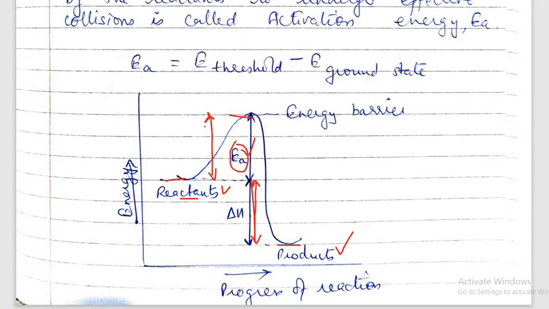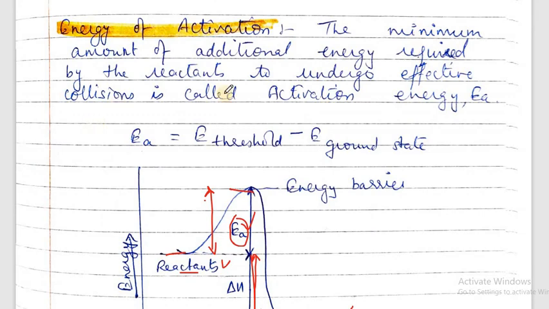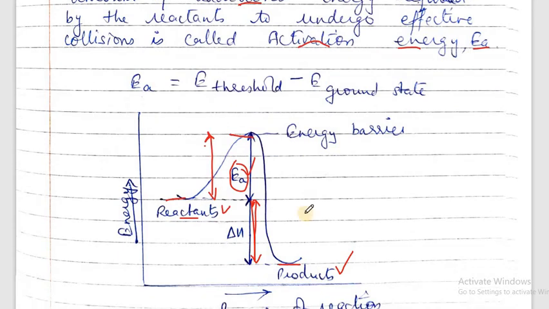That is, we can define it as the minimum amount of additional energy required by the reactants to undergo effective collisions is called activation energy. So activation energy is represented by Ea. In this diagram we can easily understand that this amount of energy which must be given to the reactants so that they can form product is called the activation energy.